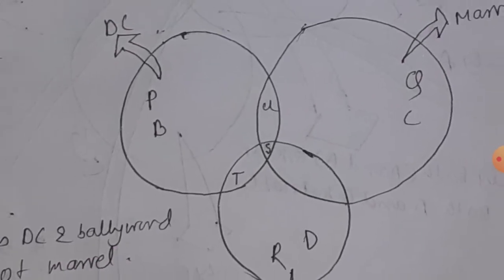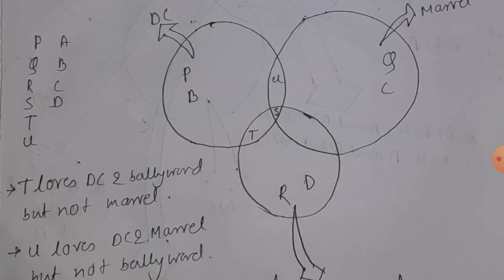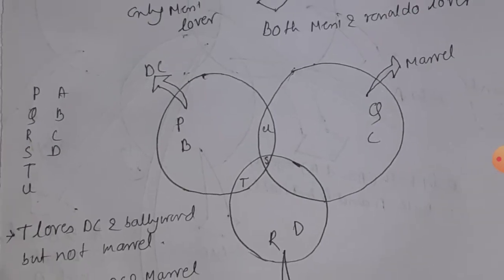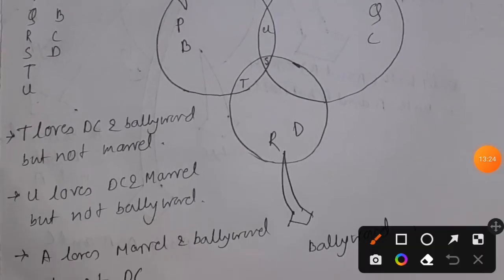So under such circumstances, we have to find out that part of the area which is common for the circle DC and common for the circle Bollywood, but not for Marvel. Okay, so now if you watch that part, then I think you can understand that this part is present for DC and Bollywood but not Marvel. Okay, so that is the part where you have to place T.